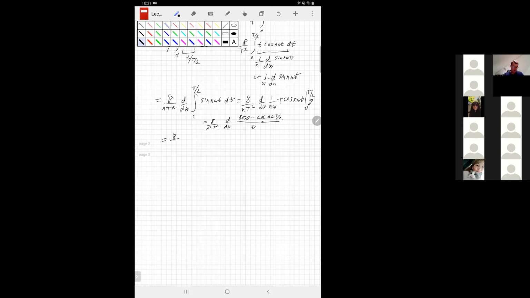8 over n squared t squared d by d omega of 1 minus, well, let's see, omega is 2 pi over the period. All right, so those cancel, the periods cancel, the 2s cancel. What I'm left with is 8 over n squared t squared d by d omega of 1 minus cosine of n pi over omega.